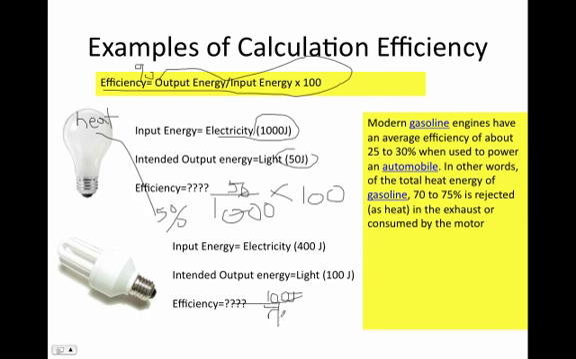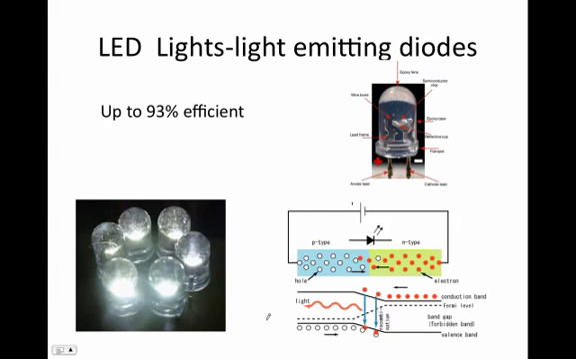So divide by 400 and times by 100 to get it into a percent. And 100 divided by 400 is 1 over 4. That's 0.25 times 100 is 25% efficient. A little bit better. These light bulbs are really efficient.